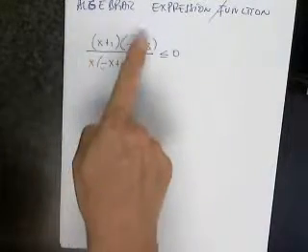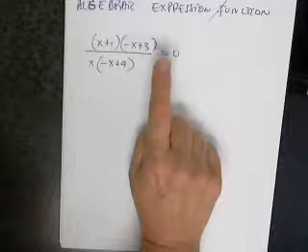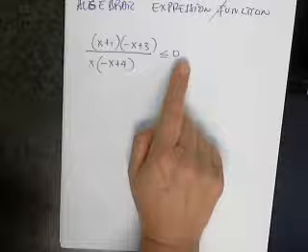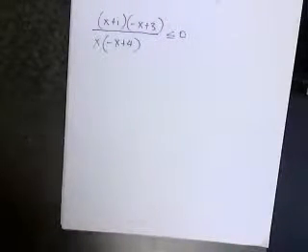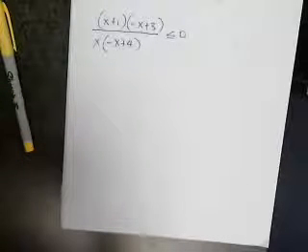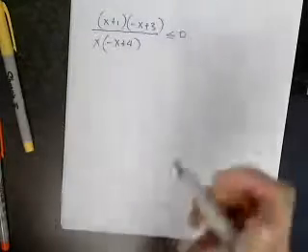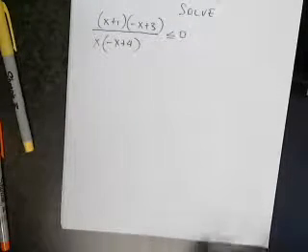Four factors: 1, 2, 3, 4. And I have an inequality symbol, less than or equal to, and 0 on the other side. Now, what am I asked to find? So what is the question here? Well, I know I'm asked to solve. But what am I really asked to find?